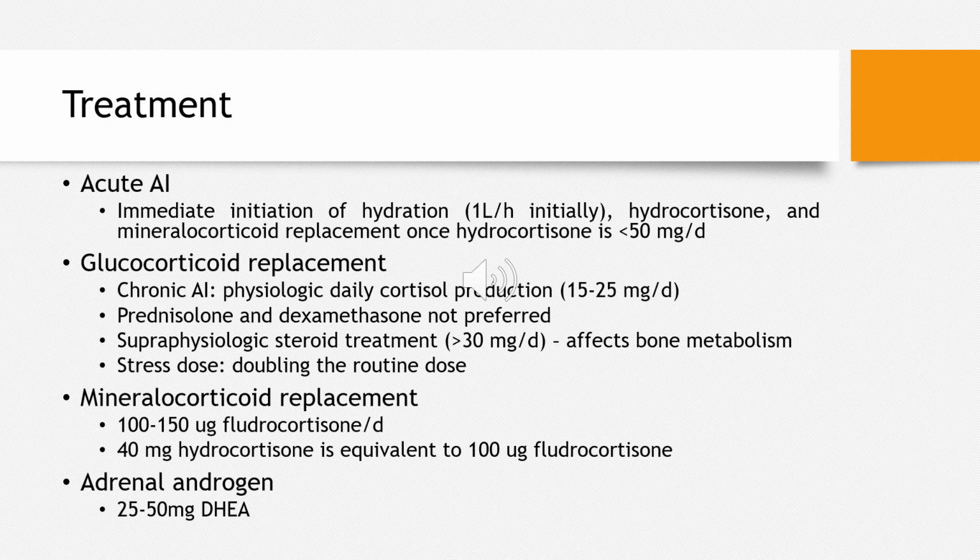In primary adrenal failure, mineralocorticoid replacement is usually also required in the form of fludrocortisone. Although not routinely done, for patients with both primary and secondary adrenal failure, beneficial effects of adrenal androgen replacement therapy with 25 to 50 milligrams per day of dihydroepiandrosterone have also been reported.